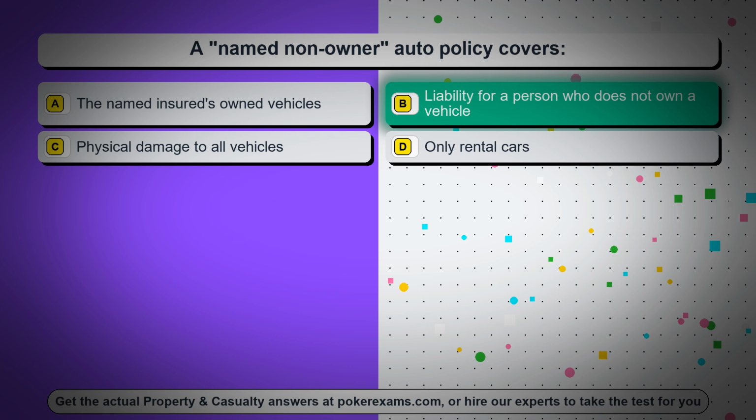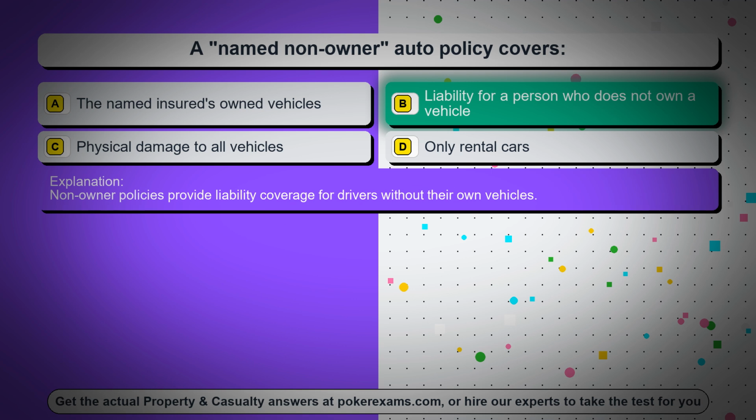The correct answer is option B, liability for a person who does not own a vehicle. Non-owner policies provide liability coverage for drivers without their own vehicles.